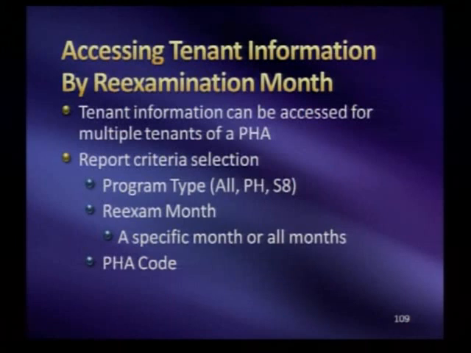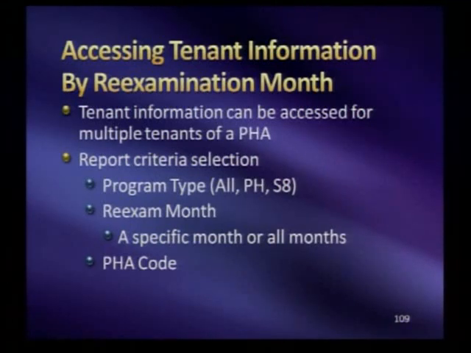This is allowing you to access information for multiple households at one point in time, and you have the ability to generate income reports for a specific program type. Either you can do all programs or just the public housing or the housing choice voucher or Section 8 program. Then you also have the ability to choose from re-exam months. So you can either choose all or you can choose a specific month from January through December.